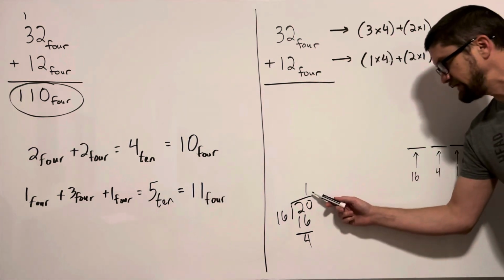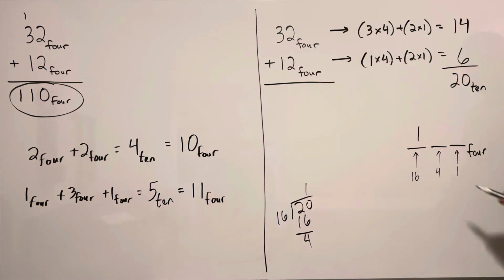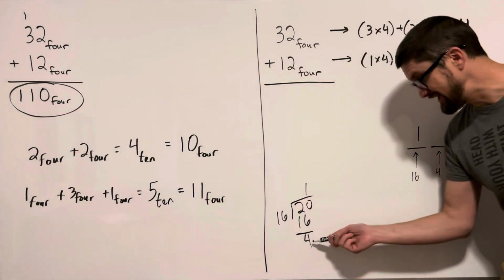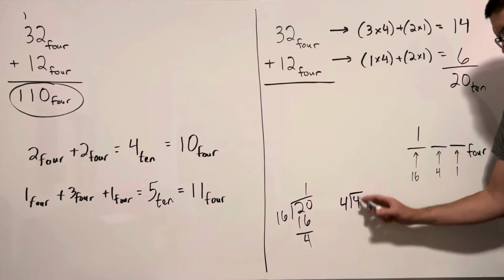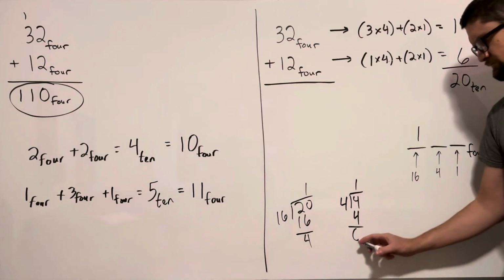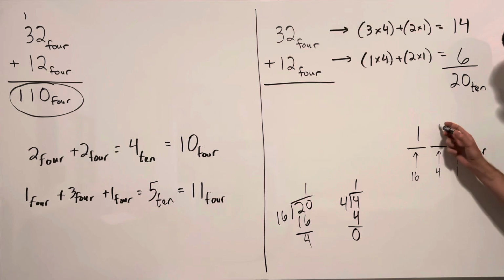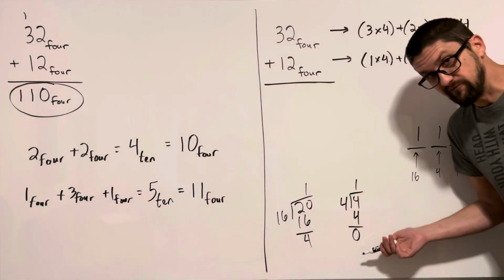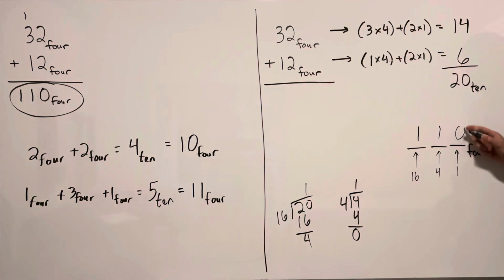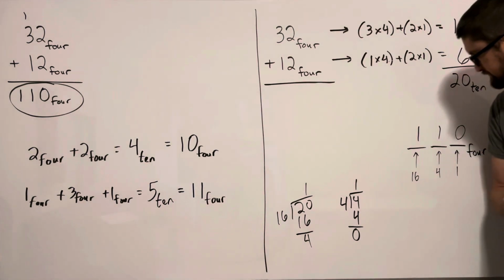So this 1 is going to go right here. And then I need to figure out how many groups of 4 I have left in my remainder. There's 1 group of 4 in 4. So this 1 right here will go right there. And then how many 1s do I have left over? There's nothing left over, so there's going to be 0 groups of 1.